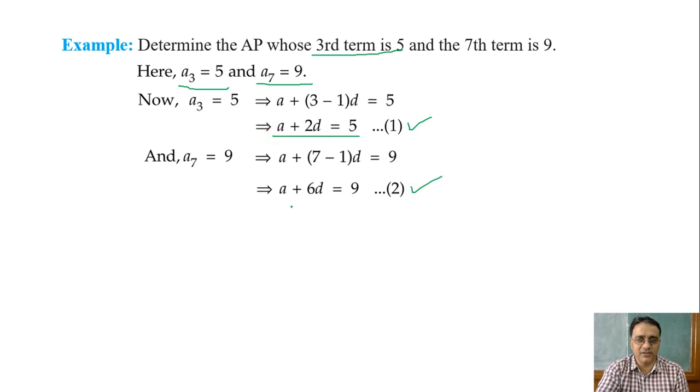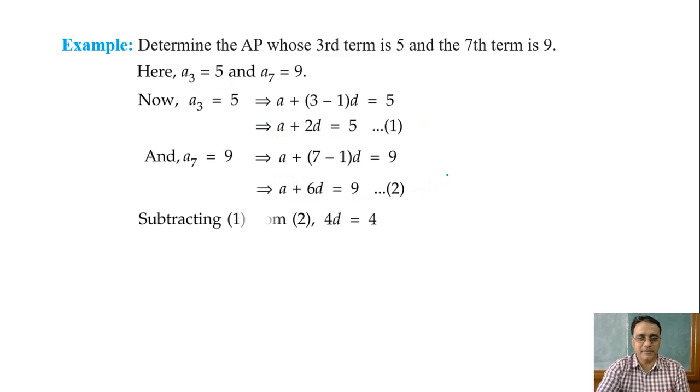Now we have to solve these two. Is any coefficient the same? Yes, sir, a. And the sign of both are the same. So what we are going to do, addition or subtraction? Subtraction. Right, we have to do the subtraction. So subtracting 1 from 2, the signs will change, minus, minus, minus. So this a will be cancelled, and what we are going to get? 6d minus 2d is equal to 9 minus 5, that is 4d is equal to 4. So what is the value of d? 1. d is equal to 1.